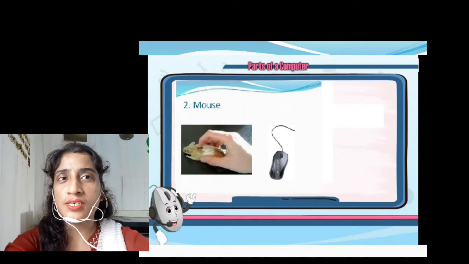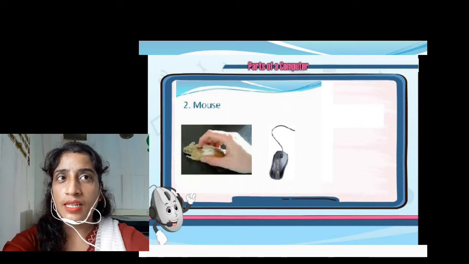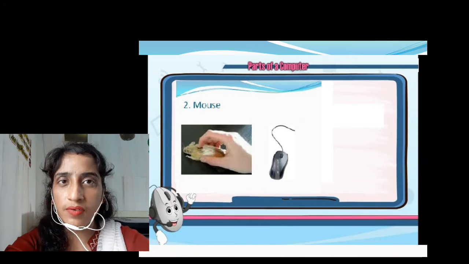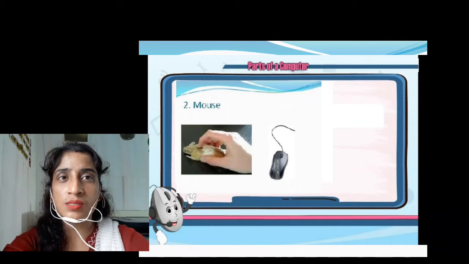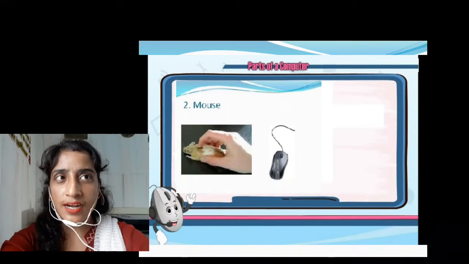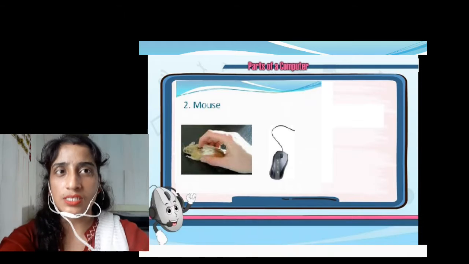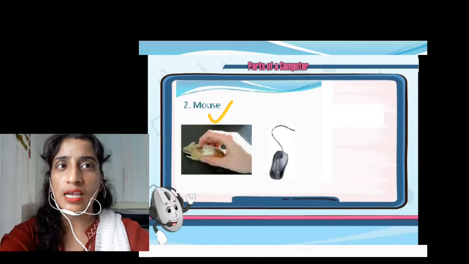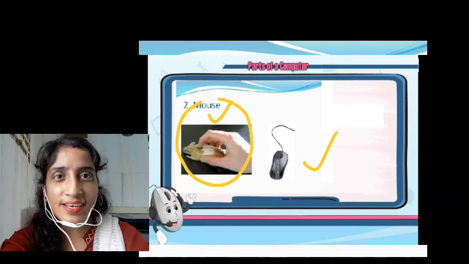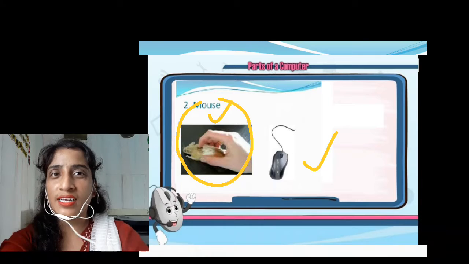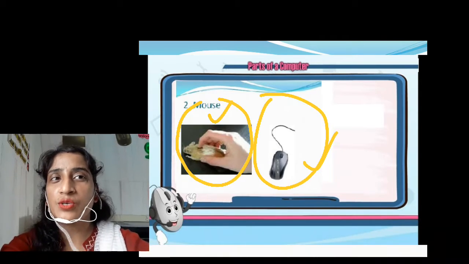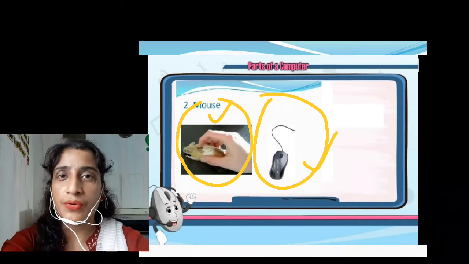Students, this is the slide, the second part of hardware. Let's talk about this part of hardware, that is the mouse. In this slide you have to see the two pictures, first is this and second is this. First picture shows the real mouse. Yes, very good. You have to know what a real mouse is. And the second picture shows the computer mouse.